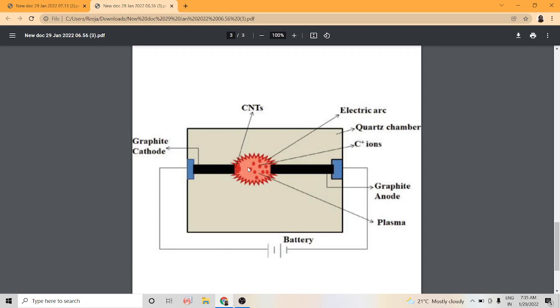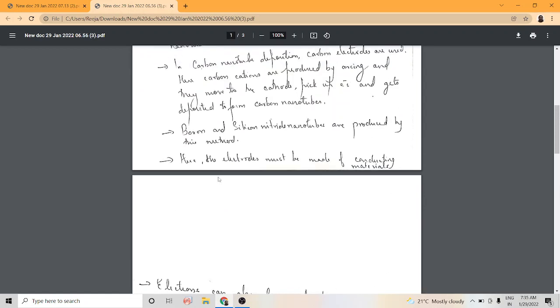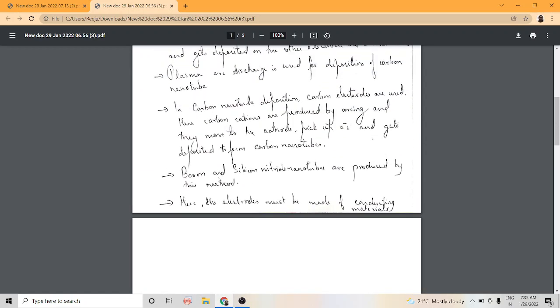Here the carbon nanotube is formed on the cathode. The anode and the cathode are a graphite anode and a graphite cathode. That is, both are made of carbon. So this is how we use a plasma arc discharge for creating nanostructures. In the carbon nanotube deposition, carbon electrodes are used. Here the carbon cations produced by arcing move towards the cathode. They pick up electrons, become neutral and get deposited to form the carbon nanotubes.